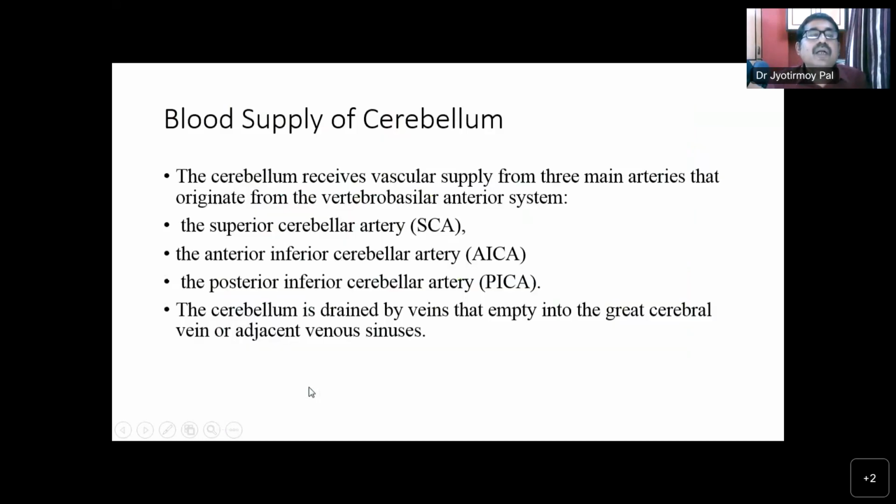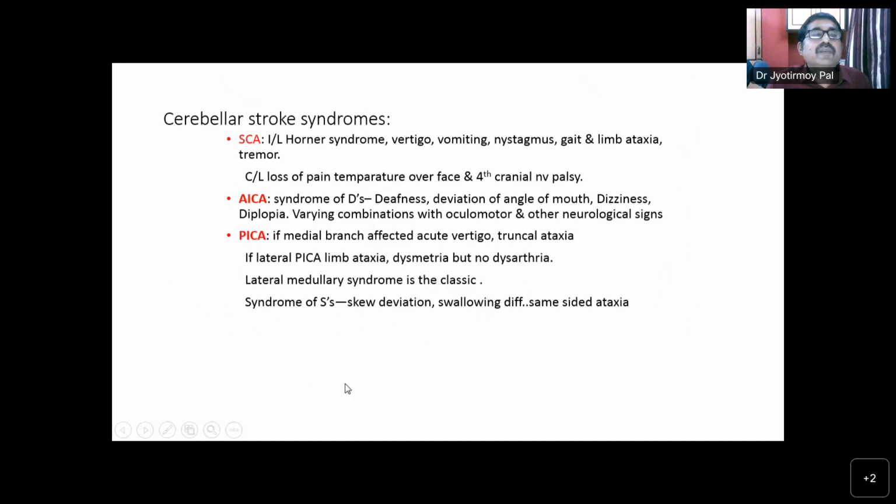So, lastly, it is a stroke syndrome of the cerebellum. The cerebellum is supplied from the basilar artery by three arteries: the superior cerebellar artery, the anterior inferior cerebellar artery, and the posterior inferior cerebellar artery. These three arteries supply the cerebellum. So, different cerebellar stroke syndromes. Not going into details, we can get the slide. It is a superior cerebellar artery.